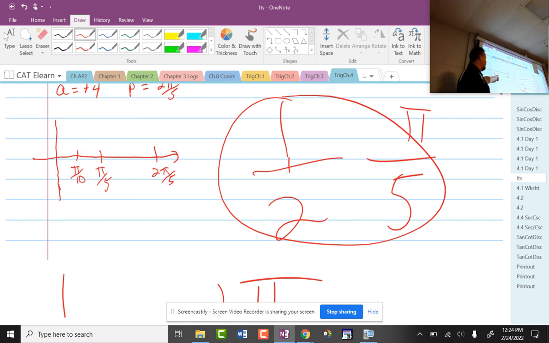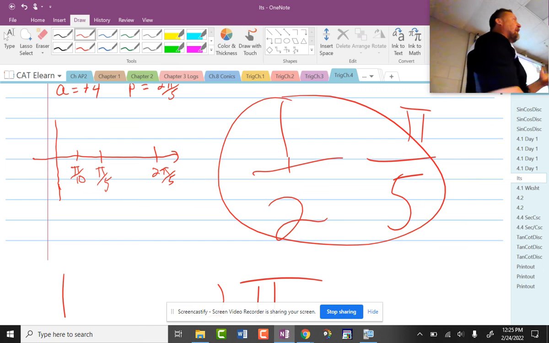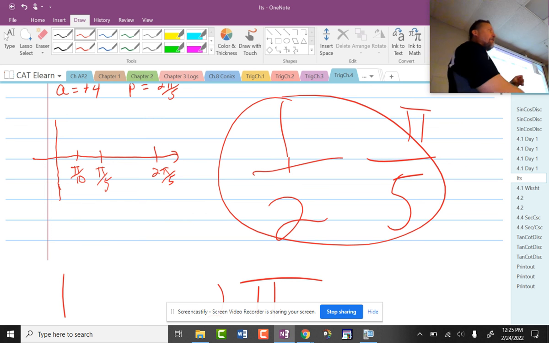What I see people do all the time is say this is pi over 5 and then this is 2 pi over 5. A larger value on the left of a number line. That makes no sense whatsoever. The bigger the denominator, the smaller the fraction is, right? The smaller the number is. Anyway, you ready for this?